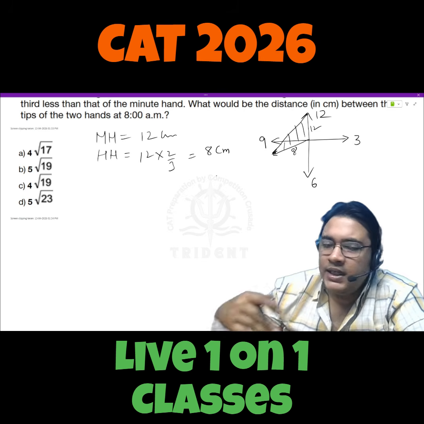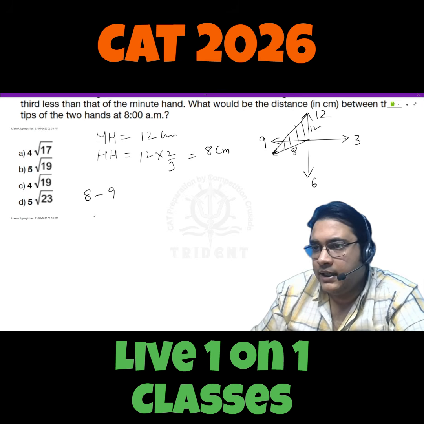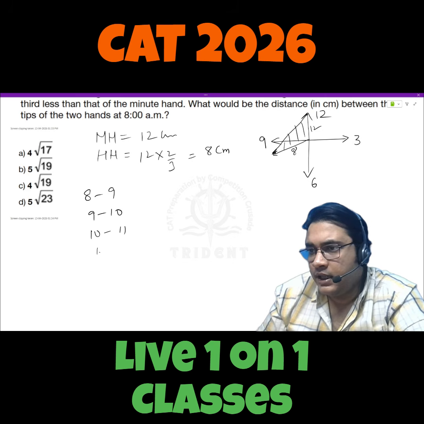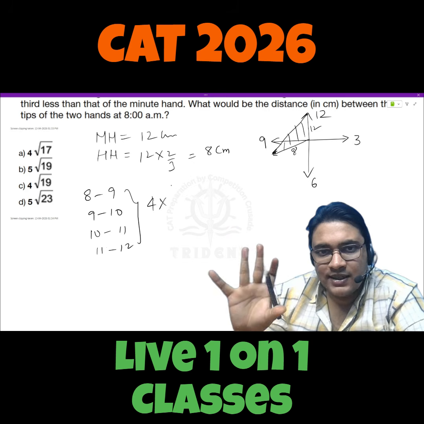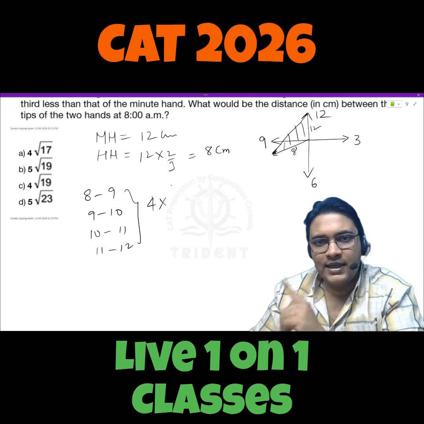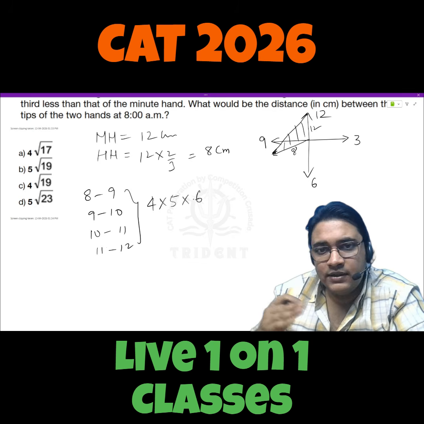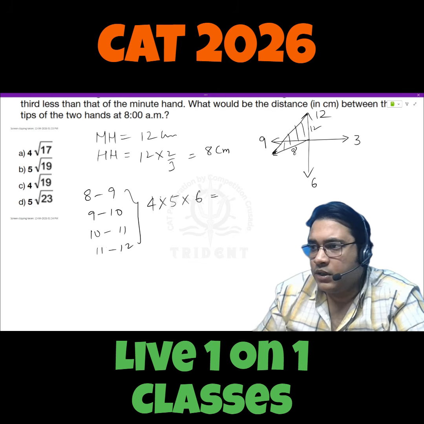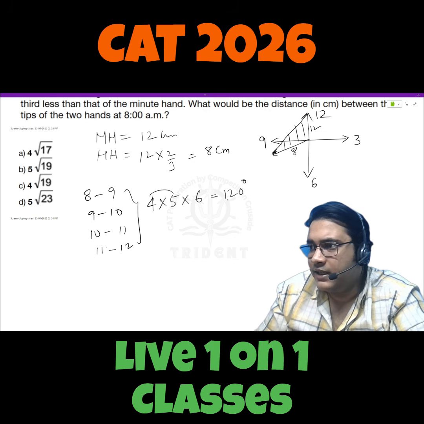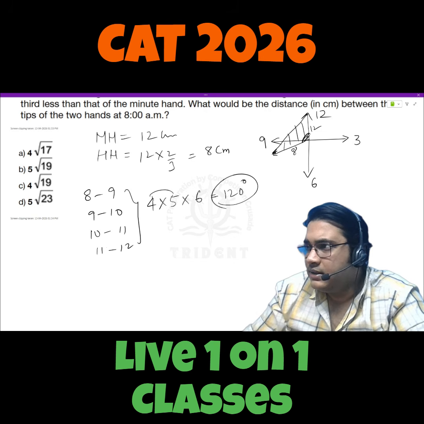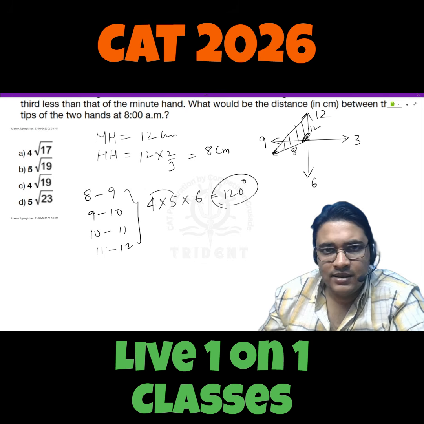So what is the length? From 8 to 9, 9 to 10, 10 to 11, and 11 to 12, there are 4 instances. In all 4 instances, there are exactly 5 marks over which the second hand is going to move. I hope you have seen a clock, and for every mark, the hand is covering 6 degrees, right? So effectively, total is how much? This is 20 into 6, 120 degrees. So we have it. This angle between the two is 120 degrees.